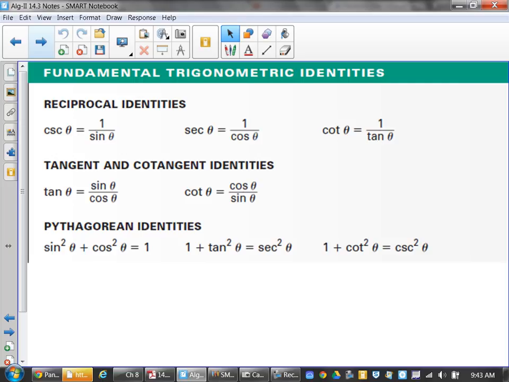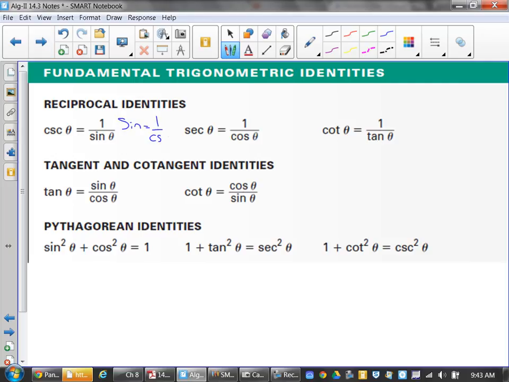These trig identities are basically: cosecant is 1 over sine, secant is 1 over cosine, cotangent is 1 over tangent, right? And you can flip them around a little bit. You can also say that sine is 1 over cosecant, cosine is 1 over secant, and tangent is 1 over cotangent.